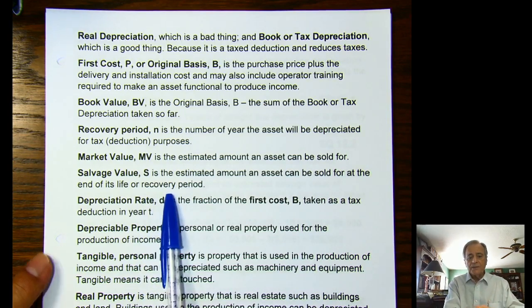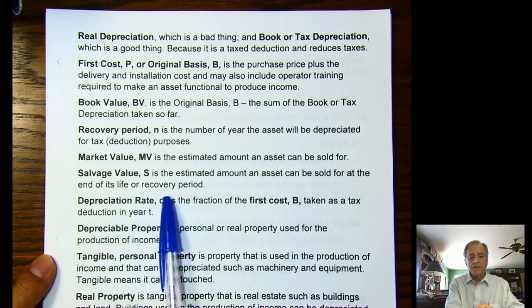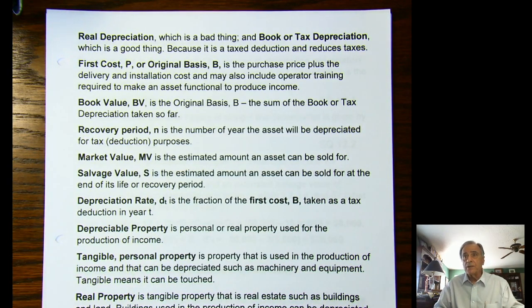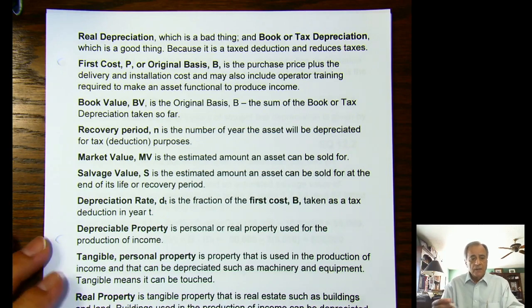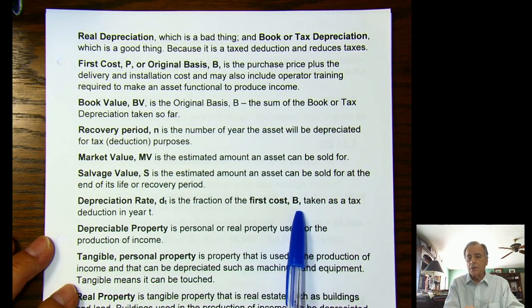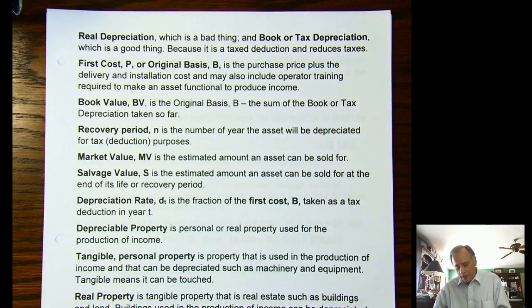The salvage value is the estimated amount an asset can be sold for at the end of its life or recovery period. Depends on what depreciation method you're using, and what the recovery period of that depreciation method is. The depreciation rate, D sub t, is the fraction of the first cost taken as a depreciation in year t. So if I multiply D sub t times the basis, the first cost, that will give me the depreciation in year t.